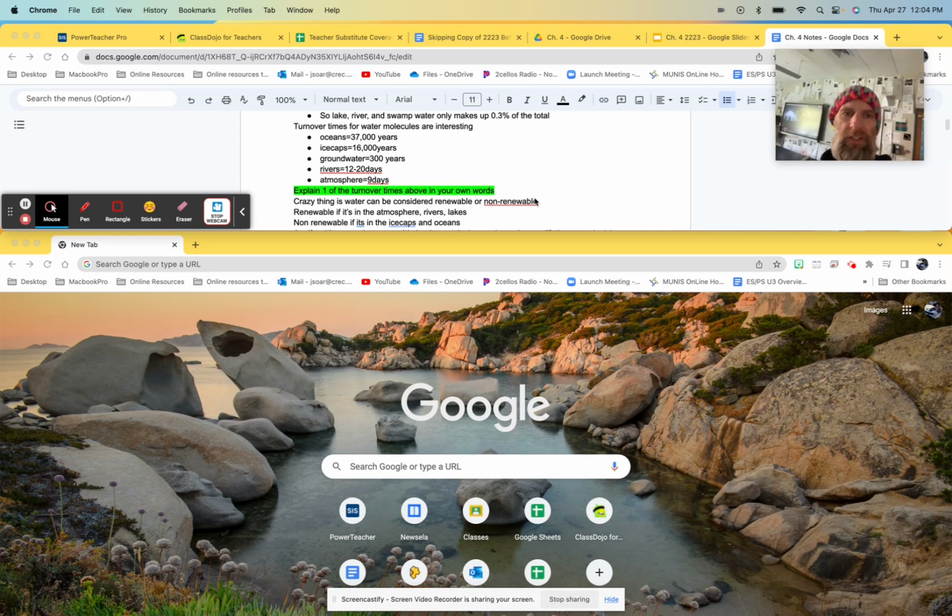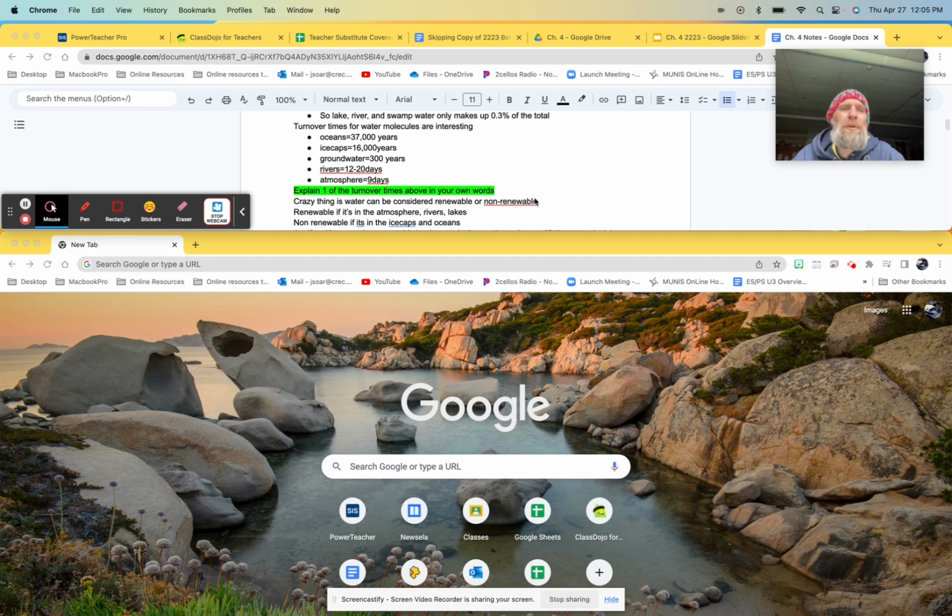All right, rivers, 12 to 20 days. When the water enters the river, it's only going to be there for 12 to 20 days before it gets sent out to the oceans. In the atmosphere, when it evaporates from the oceans and goes up, it's only there for 9 days before it becomes rain.